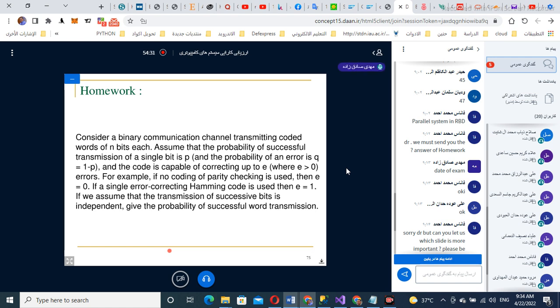Assume that the probability of successful transmission of a single bit is p, and the probability of an error is q equal 1 minus p. And the code is capable of correcting up to e errors, where e is greater than 0. For example, if no coding or parity checking is used, then e equals 0. This means not capable of correcting. But if a single error correcting Hamming code is used, then e equals 1. Assume that the transmission of successive bits is independent. Give the probability of successful word transmission.